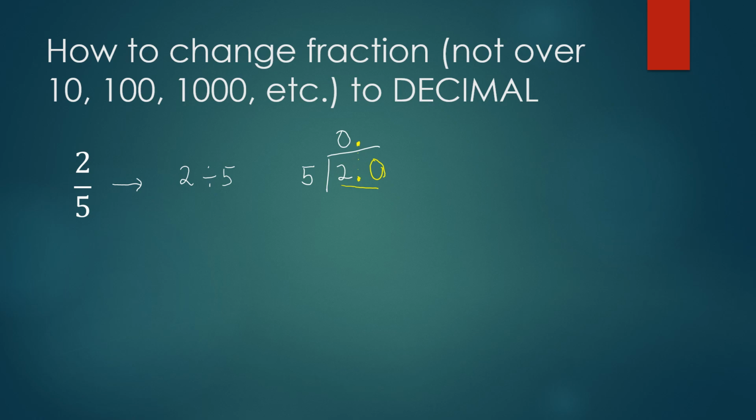So 20 divided by 5 is 4. And 4 times 5 is 20. And then 20 minus 20 is 0. So once you hit a remainder of 0, you can now stop. So this is a terminating decimal. Terminating means it ends. It can reach a remainder which is 0. So the equivalent of this is 4 tenths.